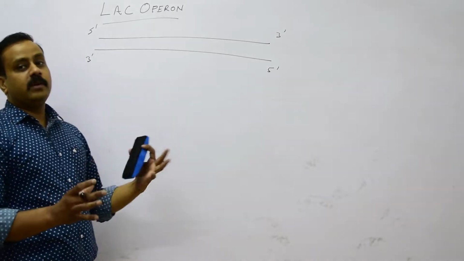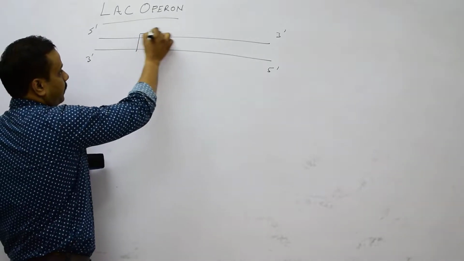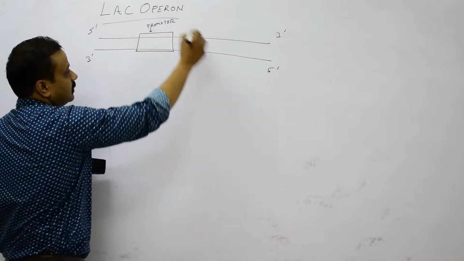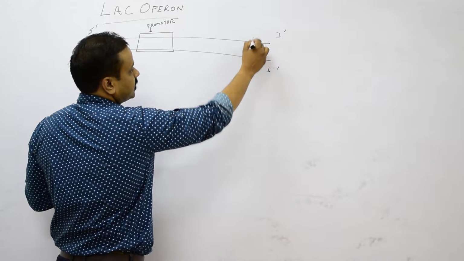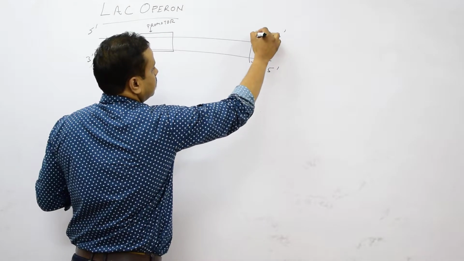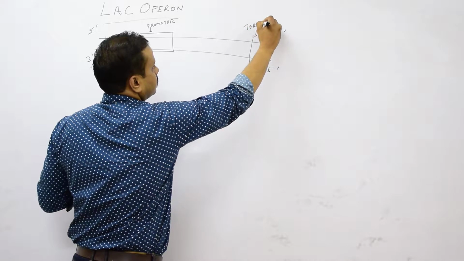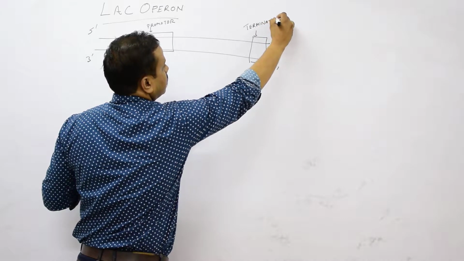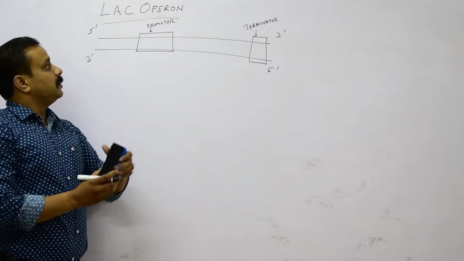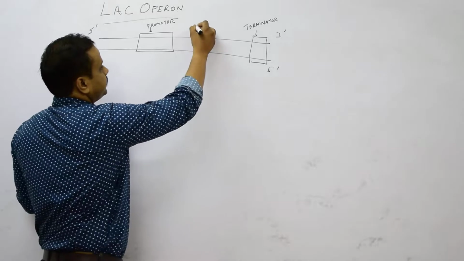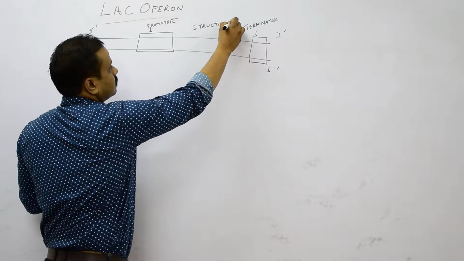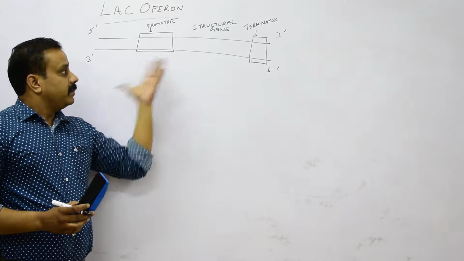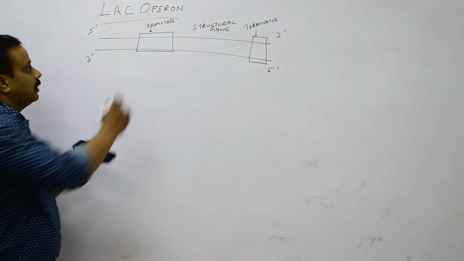Every gene has different components in it. One is the promoter gene, then a structural gene, and a terminator gene. The promoter site is followed by a structural gene, and then a terminator gene. This is a model of an Operon along with the promoter gene.